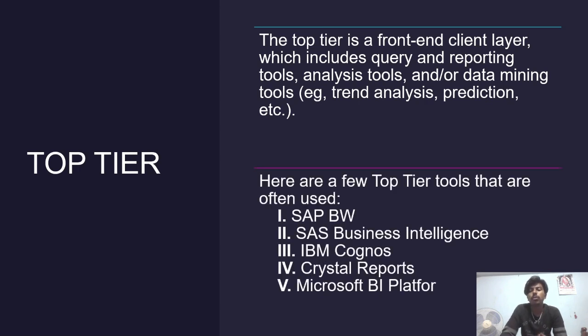Now, here are a few top tier tools that are often used by users to communicate with the top tier. Those are SAP BW, SAS Business Intelligence, IBM Cognos, Crystal Reports, and Microsoft BI Platform. These are generally used to analyze trends and predict what is going to be in demand in the market, as data warehouse models are generally used by business organizations mainly, and management systems sometimes.